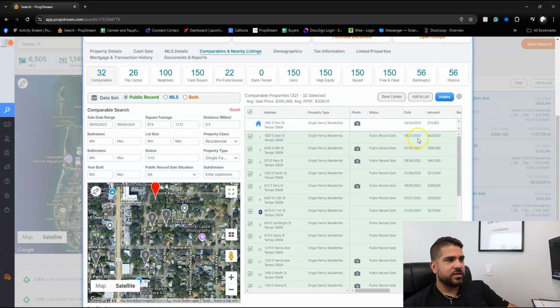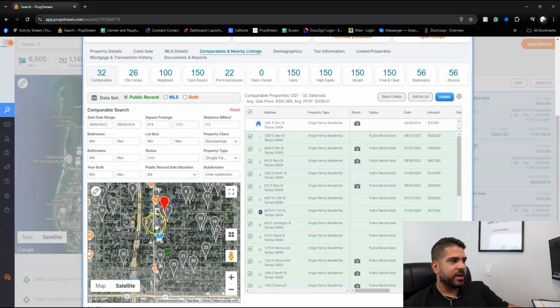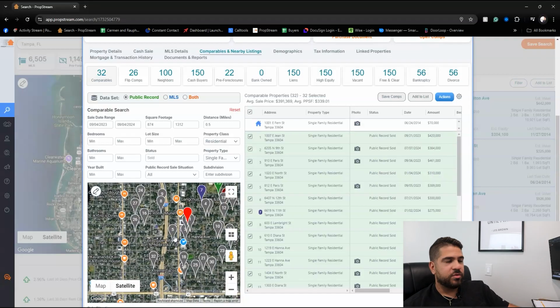Then you have to click and make sure that these properties are very similar. Maybe this one has a pool, I don't know. You gotta click and understand why it sold for 420, why this one sold for 461. So you have to do analysis, and you also have to make sure of something different when it comes to comping.